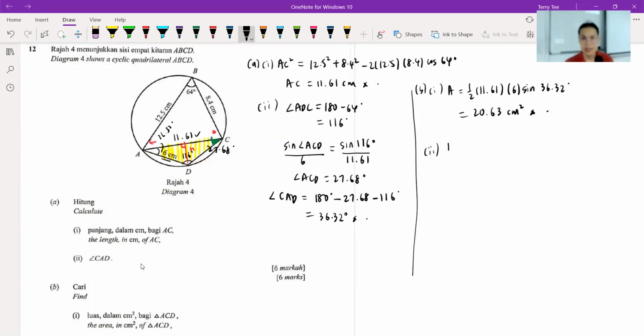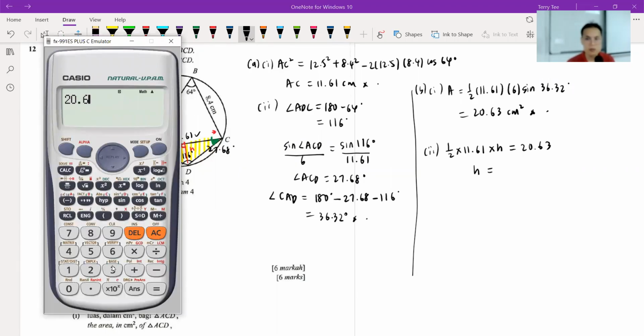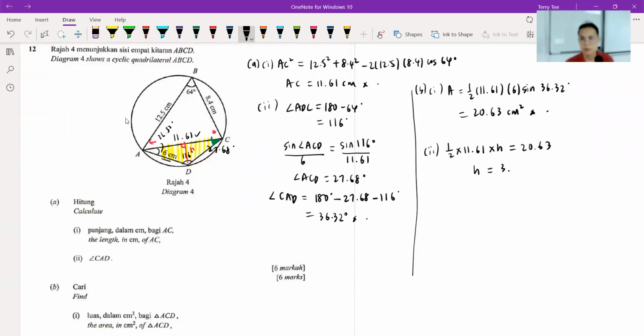So we say that half times base times height is 20.63. And I want to find my height, right? Now let's take 20.63, multiply by 2, divide by 11.61. What I have here for h is 3.554. Okay? It's not difficult, right? In fact, I would say this is one of the easier questions from this paper.